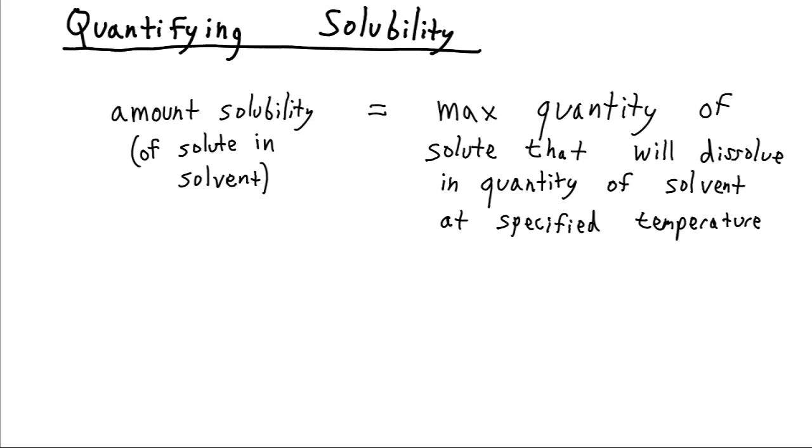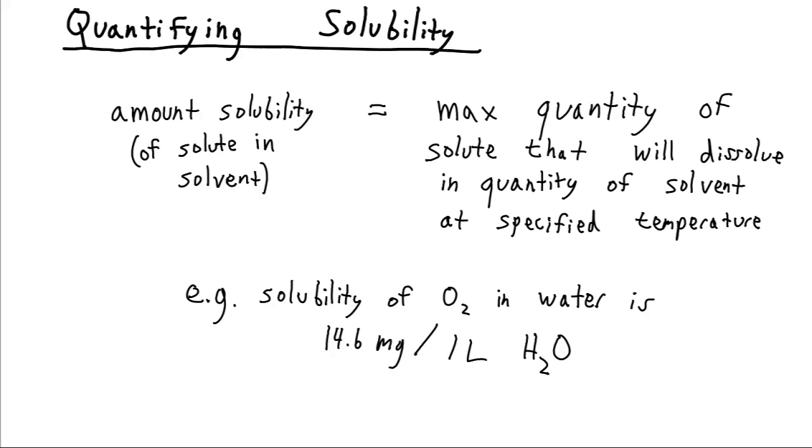So an example of this would be oxygen and water. Oxygen we found was nonpolar, water is polar. So oxygen would not like to be in water if it can be dissolved in something else. But entropy will drive that process forward at least a little bit. And so we get a very small quantity of dissolution of oxygen, 14.6 milligrams per liter of H2O. And this is at 20 degrees Celsius.